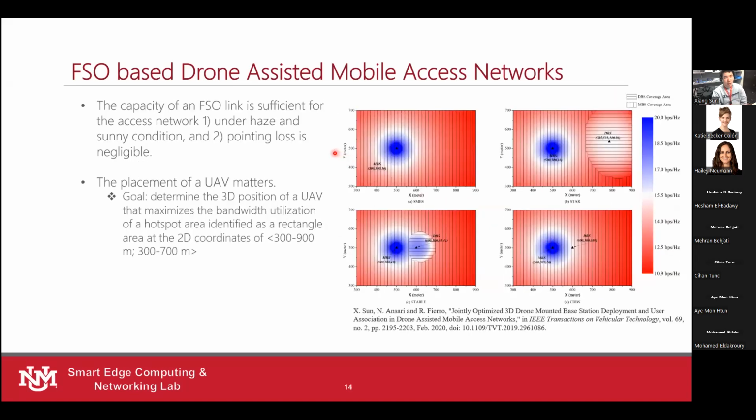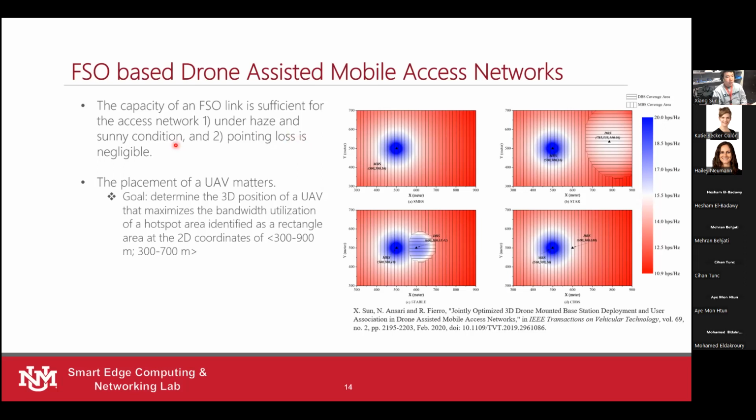We have conducted some analysis and simulation in the context of FSO-based drone assisted mobile networks. First, we found that the capacity of the FSO link, as a backhaul or fronthaul depending on where the baseband unit is located, is sufficient for the access network, under the assumptions that the weather condition is haze or sunny, and that we simply ignore the pointing loss. This means we don't have to worry about a bottleneck happening on the FSO link.